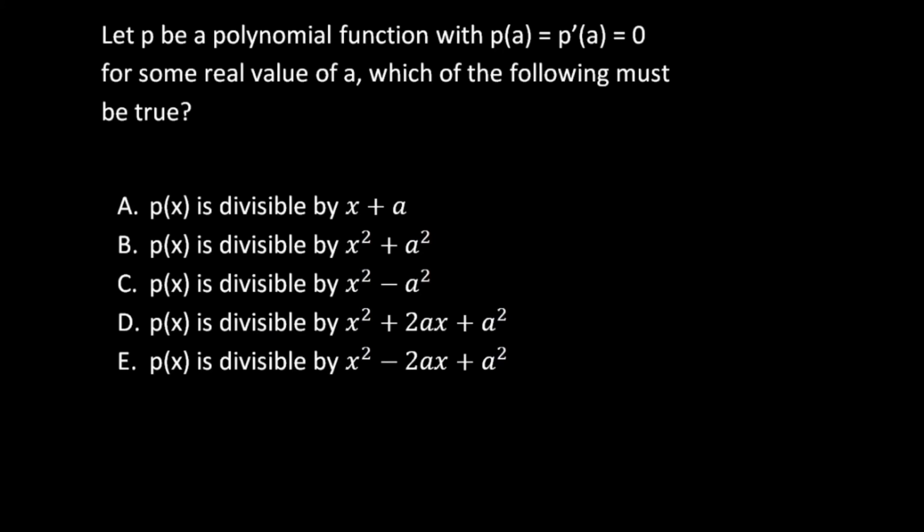Let's solve this challenging problem. This may be one of the questions from a math contest before. So the question is, let p be a polynomial function with p at a equals p prime at a equals 0 for some real value of a. Which of the following must be true? So you are given 5 options, 5 choices to select.